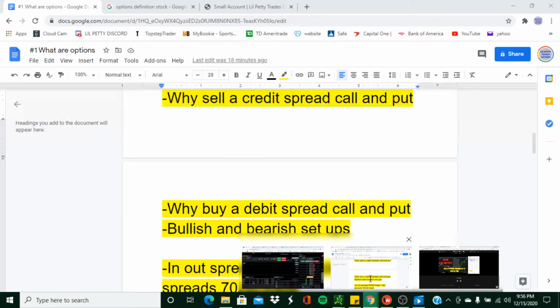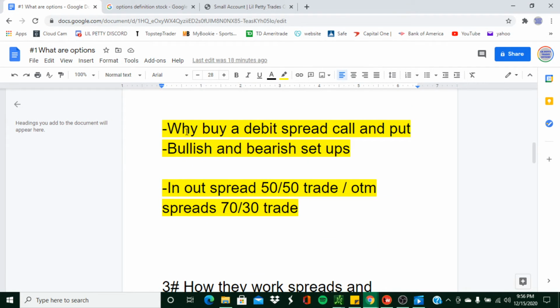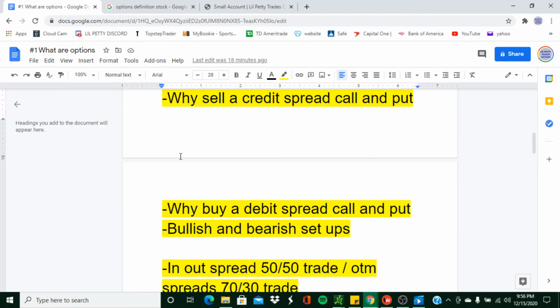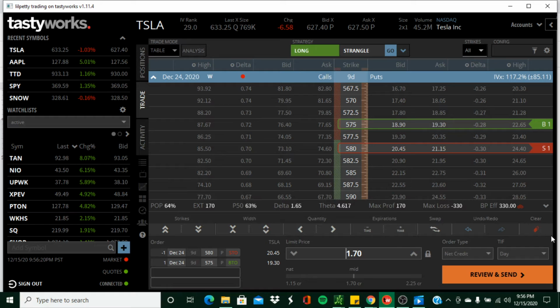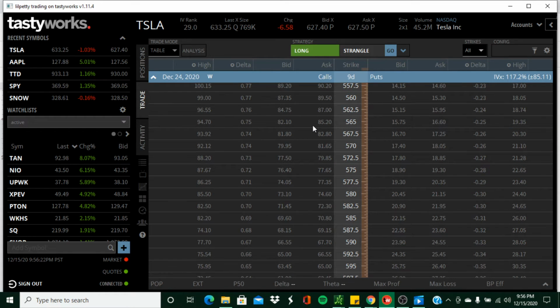All right. Why buy a debit spread? Bullish. Okay, why buy a debit spread? All right. Now, flip side. We did talk about this, but we're going to skim through this real quick.